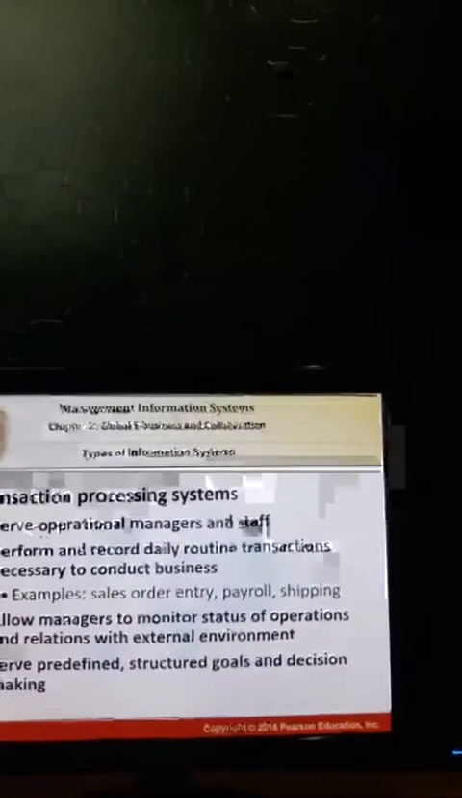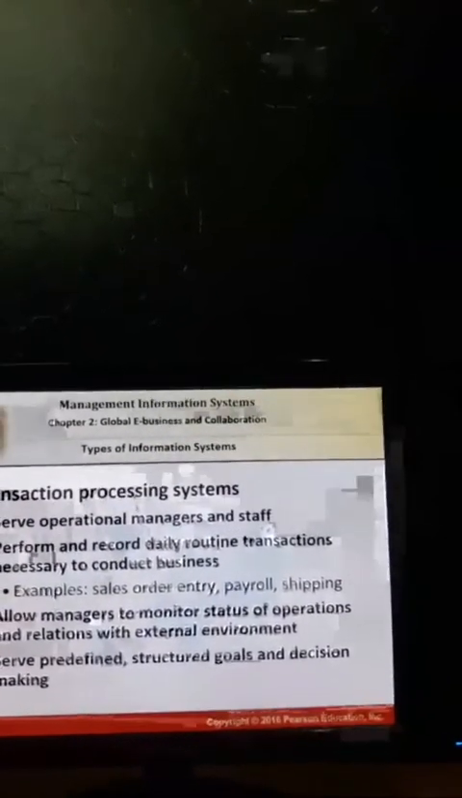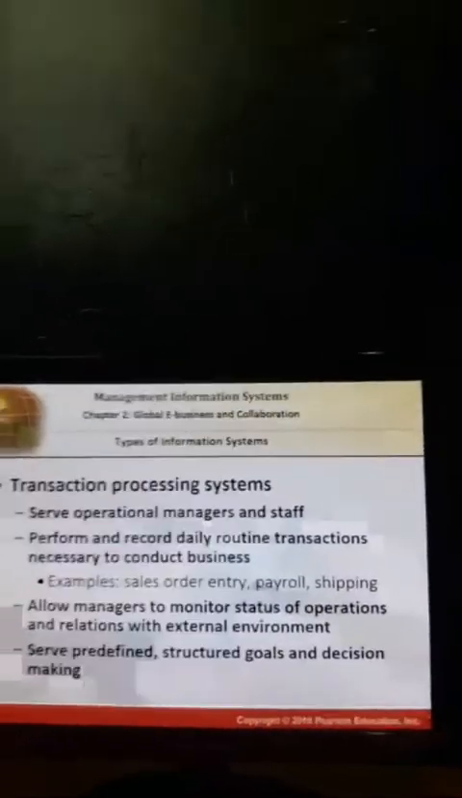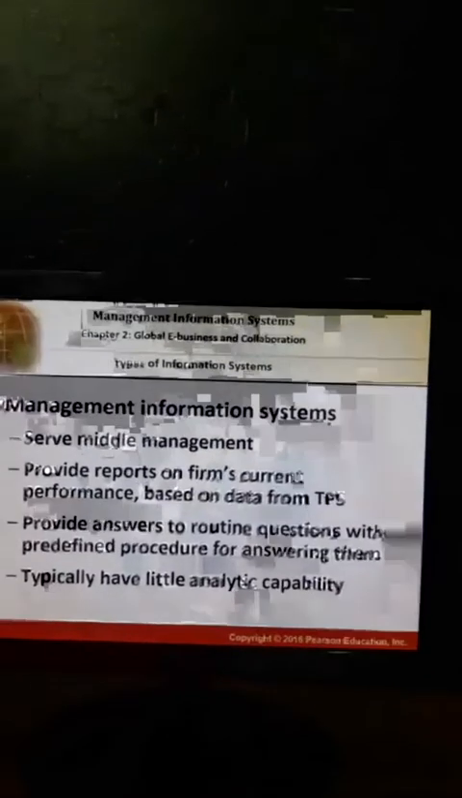and mid-level managers are converting data to information, and that is performed by the MIS managers. Here we call it management information systems. This is the second type of our information systems. This is served by the mid-level managers, lower mid-level managers.